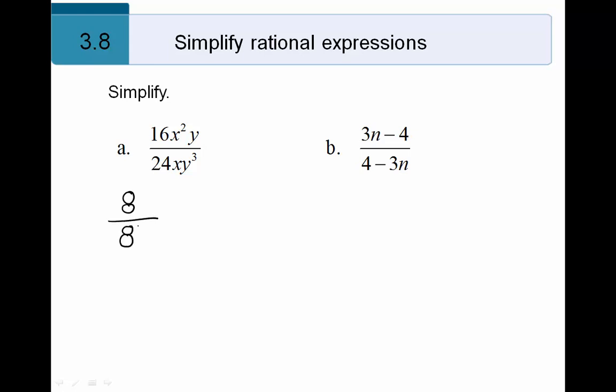The GCF of x squared and x is x, so this is what I'm going to pull out. Then the GCF of y and y cubed is y, so that's what I'm going to factor out of each of those.